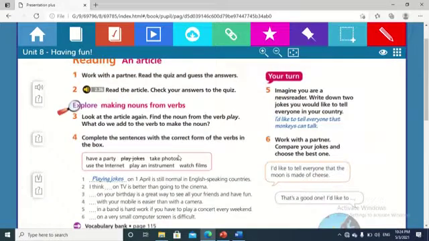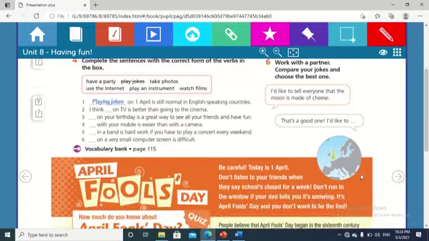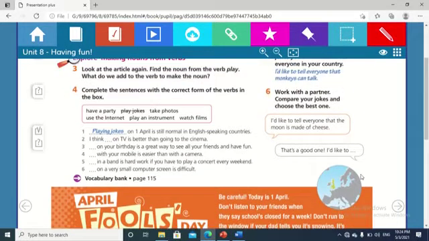That was exercise 4. What about 5 and 6? Here's the time for you to think about the text. Imagine you are the news reader. Write down 2 jokes you would like to tell everyone in your country. I'd like to tell everyone that monkeys can talk. I'd like to tell everyone that the moon is made of cheese. That's a good one. So you can have your own joke.